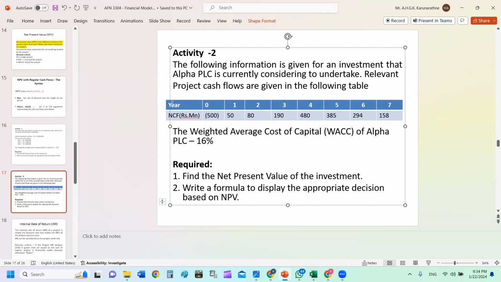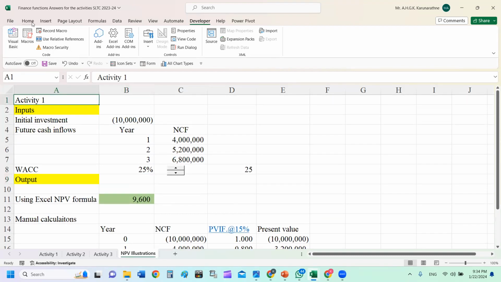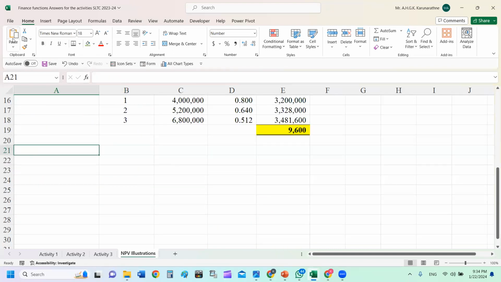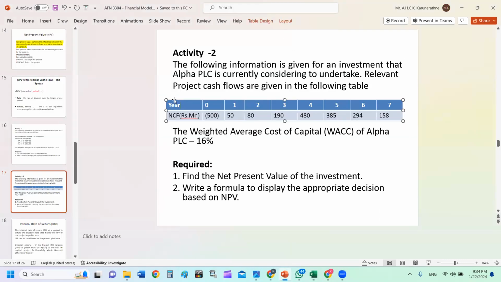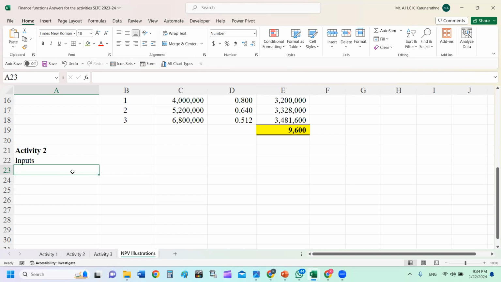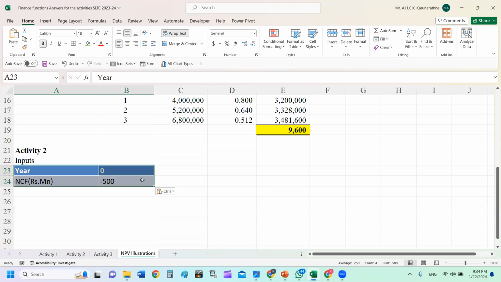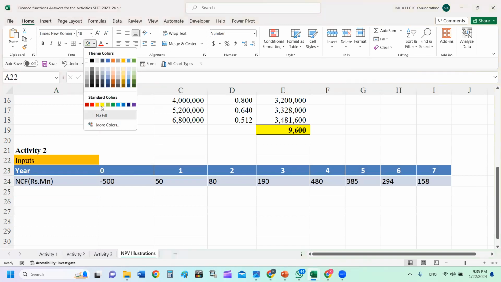New scenario. So I can take this scenario to our project for a calculation. Activity one we discussed, then activity two. Control C, go to our sheet. The inputs are given in the table. We'll take the exact table, and paste it with Control V. So these inputs we should put in a yellow color.